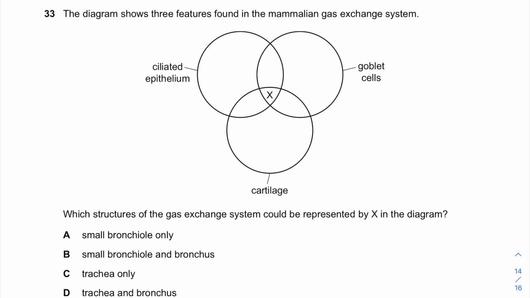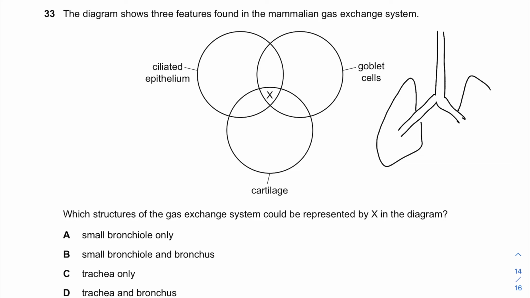Number 33. The diagram shows 3 features found in the mammalian gas exchange system. We have the ciliated epithelium, the cartilage, and also the goblet cells. And X is the similarity among those 3 cell types. Now, which structure of the gas exchange system could be represented by X in the diagram? So if we look at the gross structure of the lungs, here you would have your bronchioles and your alveoli towards the end.